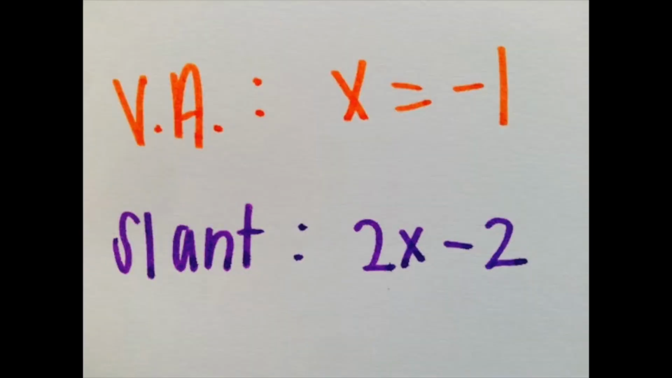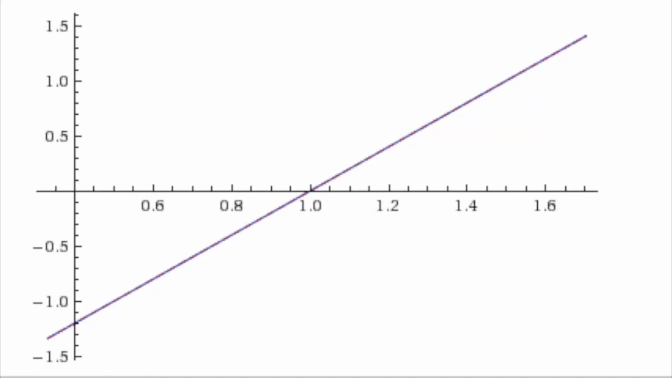When a slant asymptote exists, you will only have vertical and slant asymptotes. There will not be any horizontal asymptotes. A slant asymptote, you graph it like a regular line.